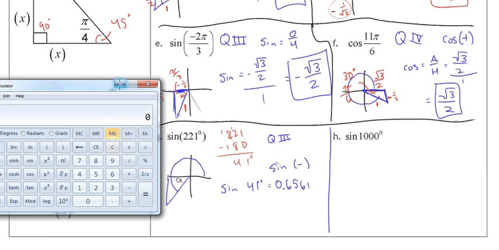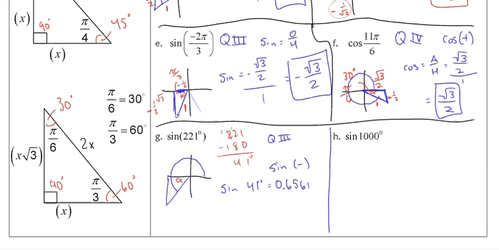Now that's sine of 41 degrees, and remember, if it was just 41 degrees, that would be here, a positive value. Actually, that would be a vertical angle, so it should go directly with that one. 41 degrees.